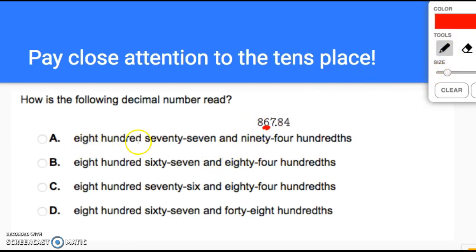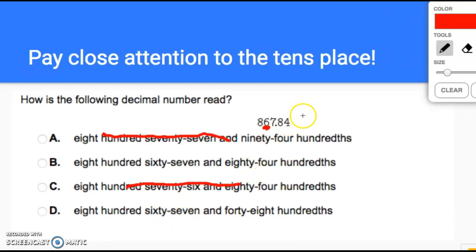Let's look at our options. 877 and, 877? No, this says 867. So I can eliminate that one as a possibility. Let's look here. 867 and, that's a good one. 876, is that what we have? Nope, so we can eliminate that one. We'll go down to the last one. 867. That's a good one.